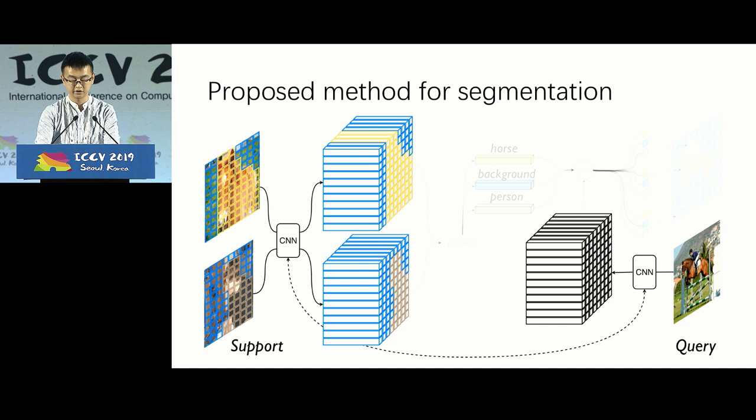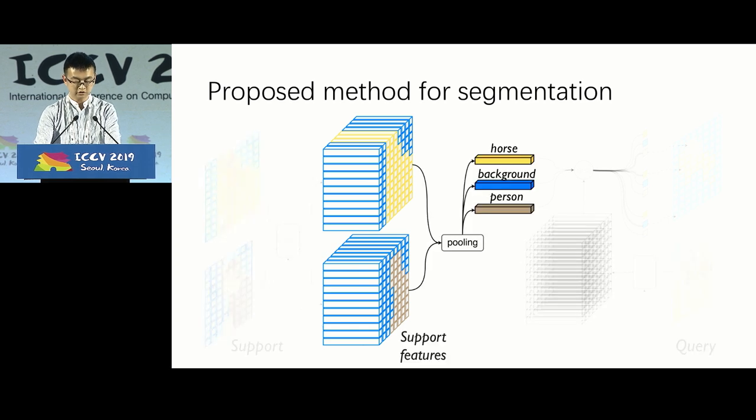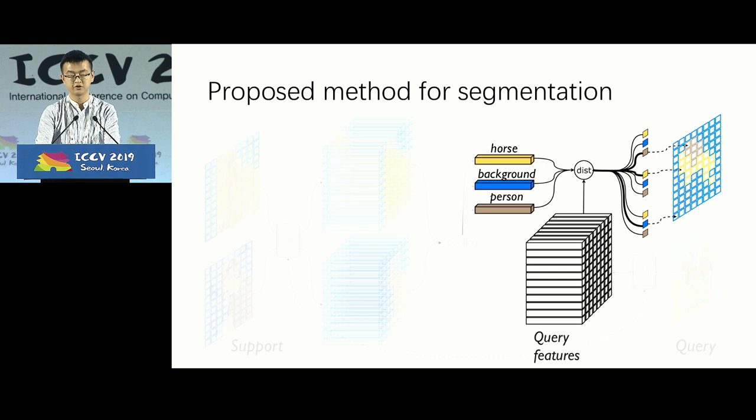In our few-shot segmentation model, similarly, we first extract features from the images. Since we now have the ground truth pixel level labels for the support images, we can group the support features according to the object category. Next, support features in each class are averaged into class-specific prototypes, and there's one extra prototype for the background class. In order to segment the query image, for each query feature vector, we calculate its distance to each prototype and then assign the label of the nearest one. In this way, we can obtain the segmentation results of the query image.